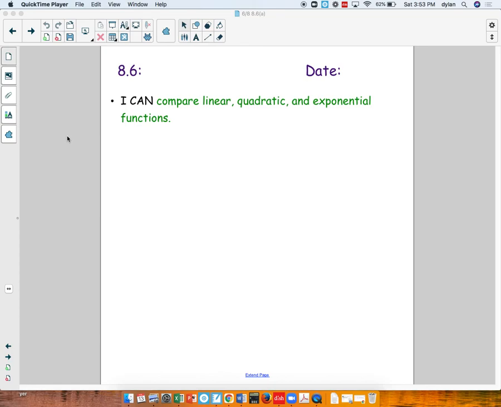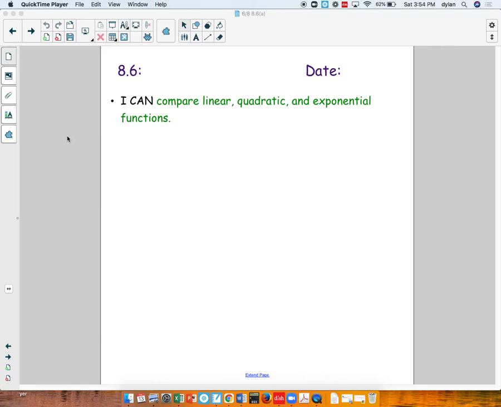Hey everybody, welcome to our first 8.6 video. In 8.6, we're really going to be focusing on two things. We're going to be working on comparing linear, quadratic, and exponential functions and thinking about some of their properties, particularly in 8.6b. And we're also going to look at how you can create a quadratic equation from a table of values.